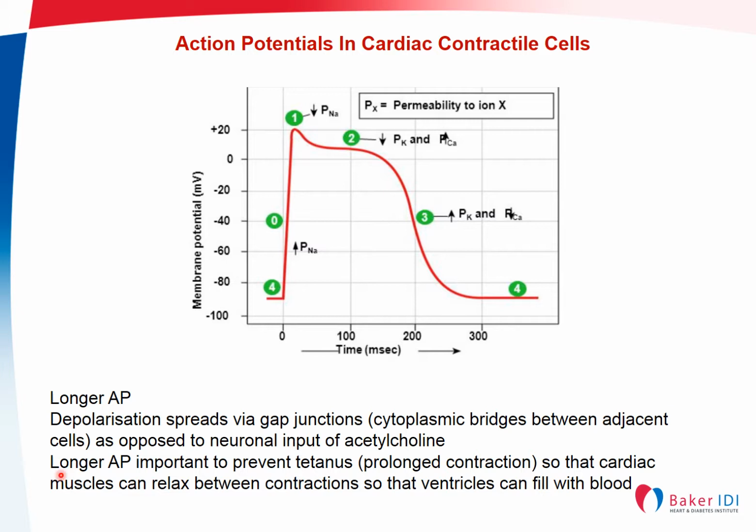This longer action potential is important to prevent tetanus or prolonged contraction that often occurs in skeletal muscle. So this is important to allow cardiac muscles to relax between contractions so that ventricles can fill with blood. So in skeletal muscles, tetanus can occur because an action potential can fire immediately after a refractory period. In cardiac muscle, tetanus cannot occur because the refractory period and contraction end simultaneously. By the time a second action potential takes place, the myocardial cell has almost completely relaxed.